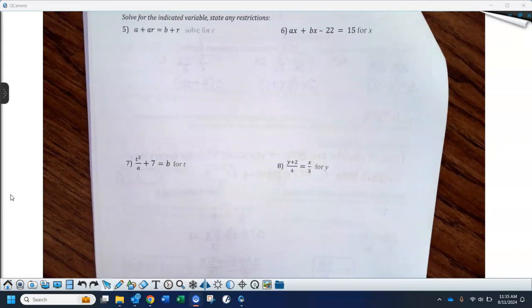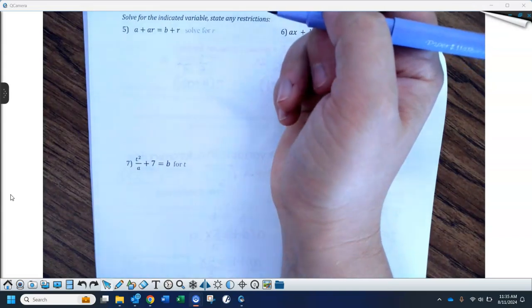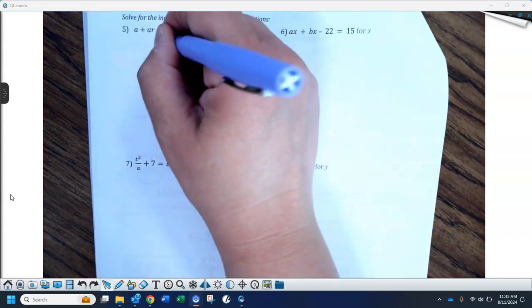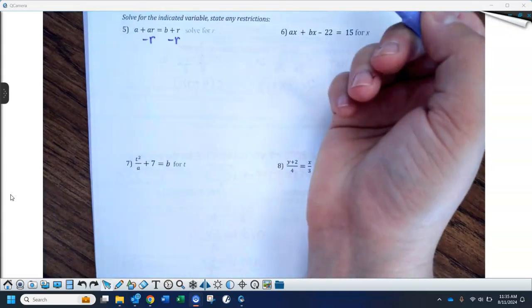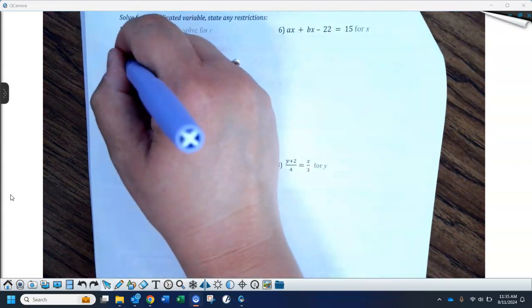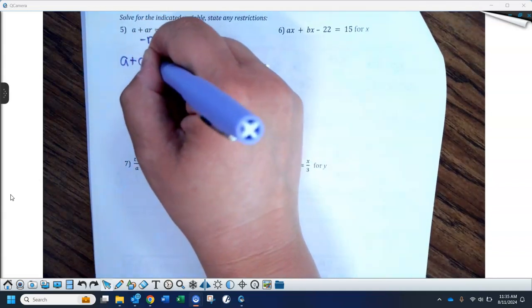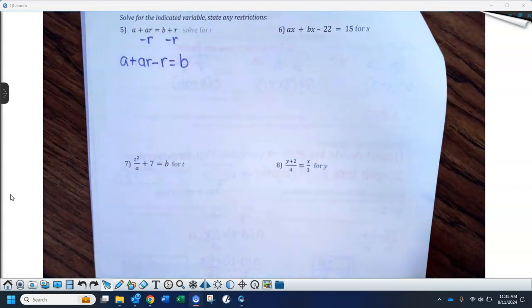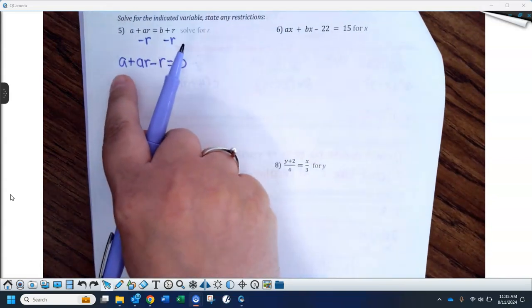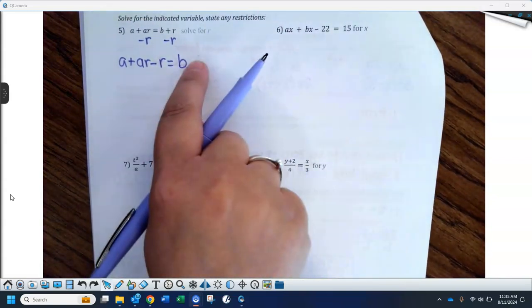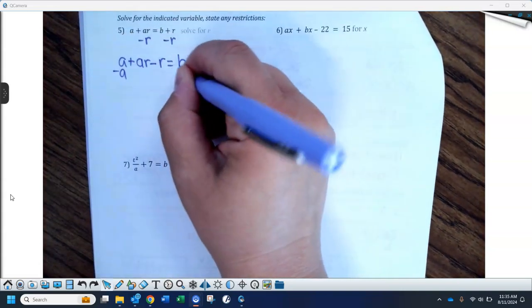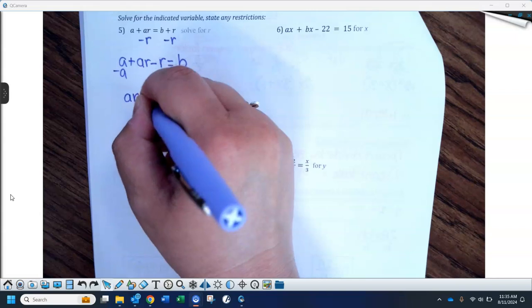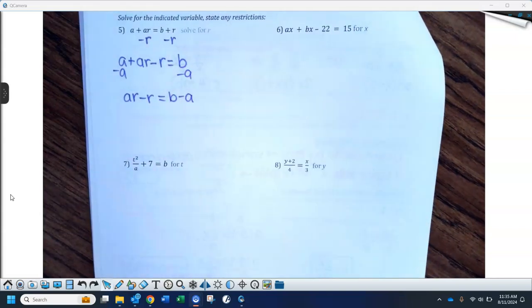It doesn't matter which side you focus on, but you want to get any term with the variable you're solving for, in this case r, on one side, and anything that doesn't involve that variable on the other side. So what I'm going to do here real quick is subtract this r that's in the b plus r on the right side. If you want to do that all in one step, that's totally fine. I'm just going to show you separately real quick. I'm going to move any term that does not have an r to the other side, so that's this plain a by itself. Then I have ar minus r is equal to b minus a.